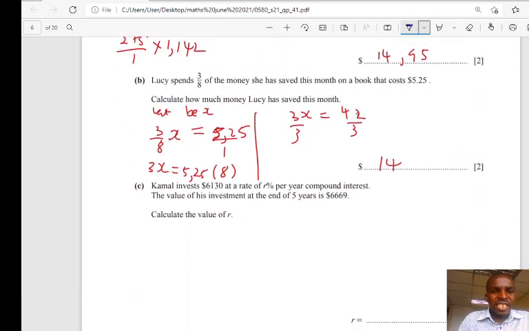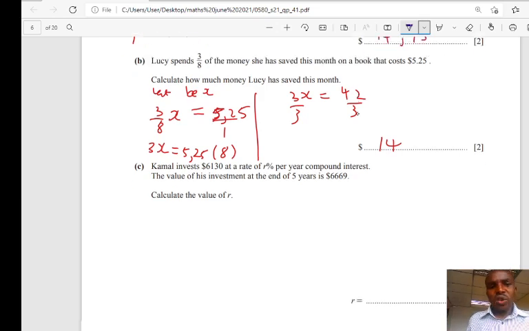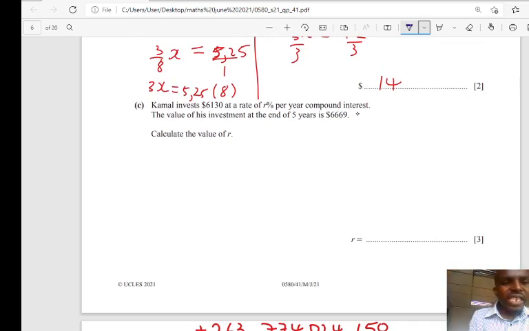Kamal invests $6130 at a rate of R% per year compound interest. The value of his investment at the end of 5 years is $6669. Calculate the value of R. Right, compound interest, use the formula. We can say amount accrued equals principal, that is the amount invested, times 1 plus R over 100 to the power T, time. That's the amount based on compound interest.